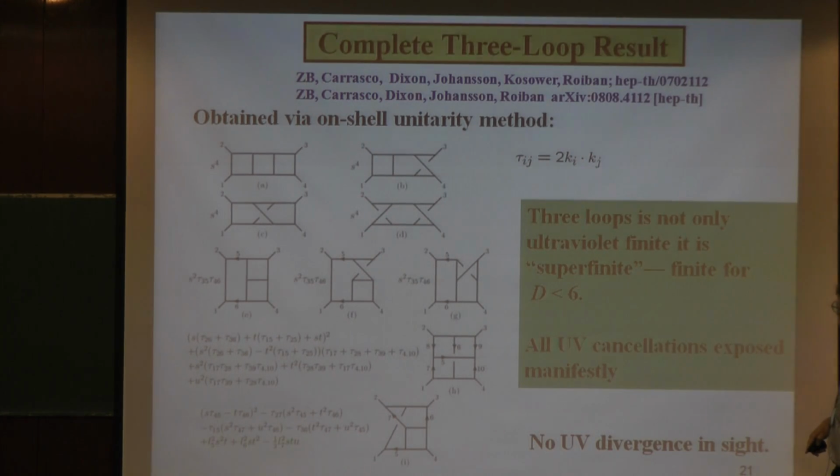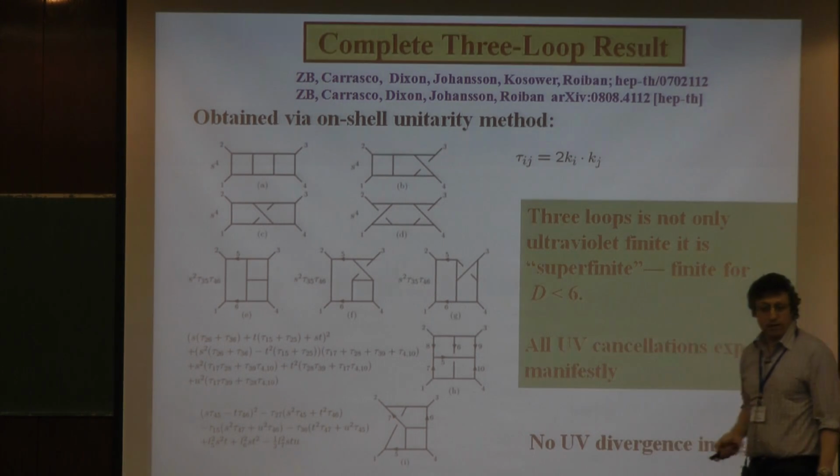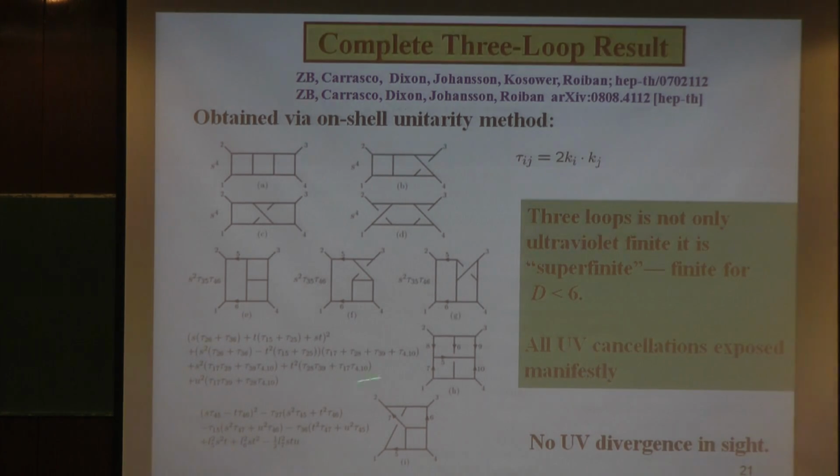OK, let's see what happens if you calculate. So this was done without the double copy because we didn't know about it back then. But we had unitarity, so we just did it. Anyway, the answer, what people said in the 80s, is just not true. There is no 3-loop divergence. And we know for sure because we did the calculation. It's very finite, in fact. For d less than 6, it's finite. Not just in d equals 4, not just in 4 dimensions.